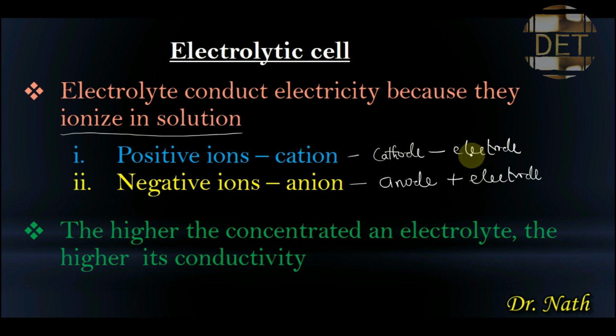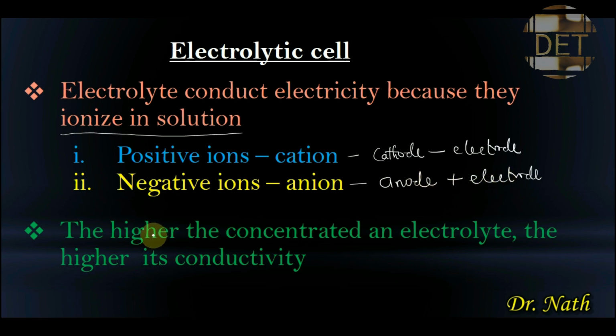Cathode is the negative electrode. Anion is the negative ion. Anode is the positive electrode. So you must get the difference between the two. Like I said, the positive ions are formed at the cathode, which is the negative electrode, while the negative ions are formed at the anode, which is the positive electrode.